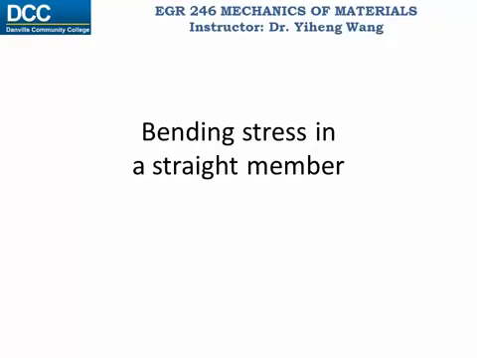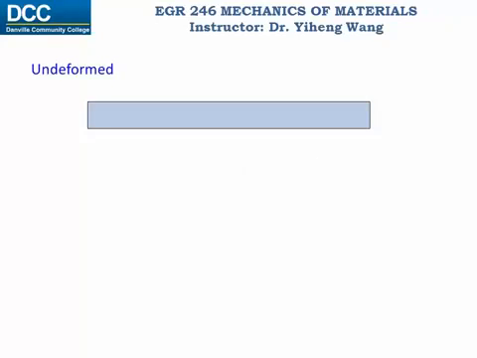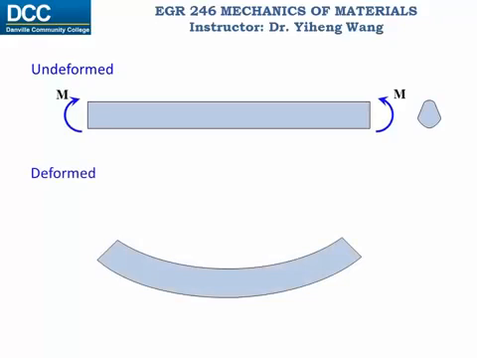In this video, we will introduce the normal stress caused by the bending moment in a straight member. Let's imagine an undeformed straight member with an arbitrary cross-sectional area, and it is subjected to these external moments, and we know that these external moments will cause internal bending moment in the member. From common knowledge, we can predict that it will deform upwards like this. We assume the cross-sectional area stays the same, which is not true but acceptable for small deformation.